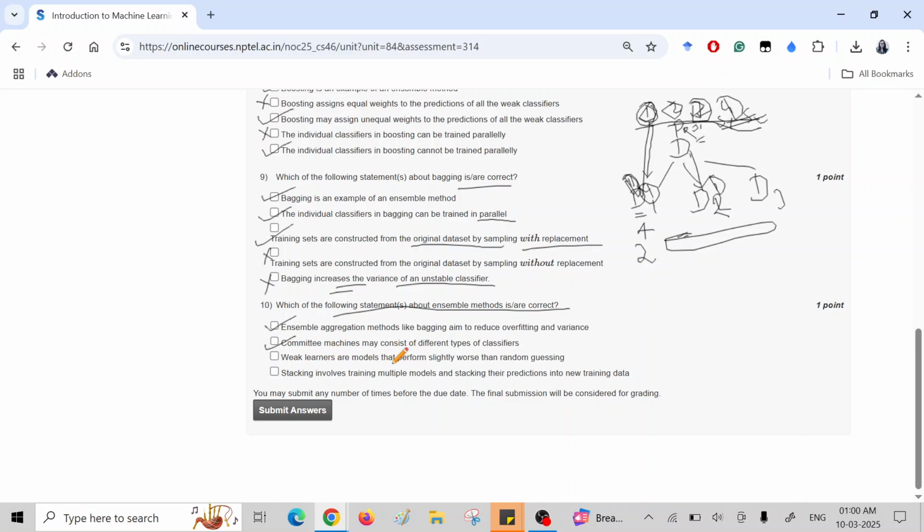Weak learners are models that perform slightly worse than random guessing. No, this is not correct. It should give higher performance than random guessing.